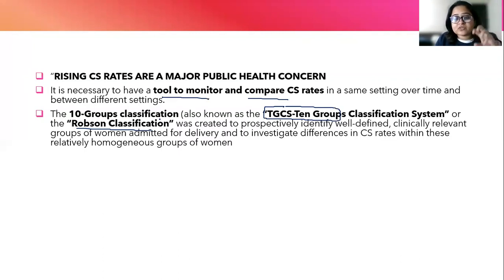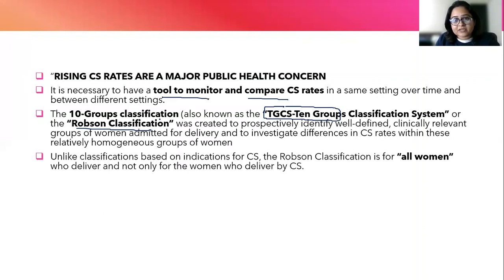So it becomes easier to see how many cesarean section rates were in that group. All right, we will understand better as we go further. As I said, unlike classification based on indications for cesarean, the Robson is for all women, not only for those who are having a cesarean. It's for all women who deliver. Understand this point. This is a very, very important point. It is for all women who are delivering, and not only the women who deliver by a cesarean section.